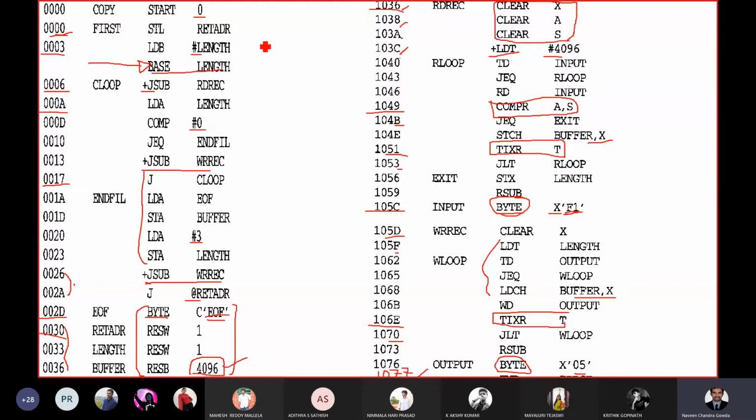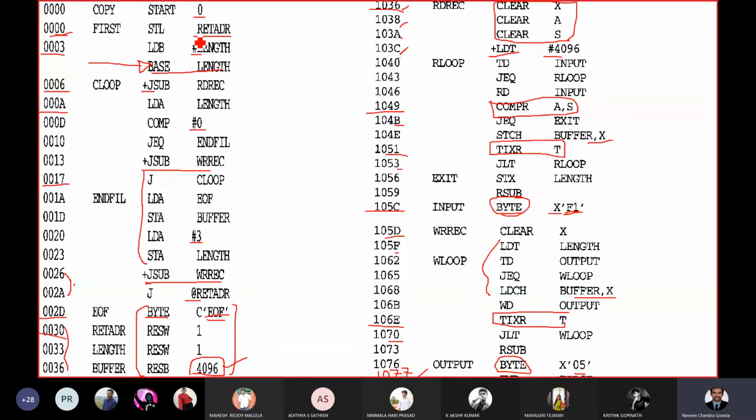That is followed by NIXBPE. As we mentioned, this is neither immediate nor indirect, so N and I will be 1 1. Again, it is not making use of any extra register in it, so X will be 0. Again, coming to B and P.